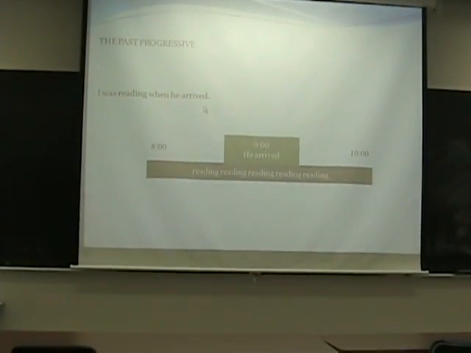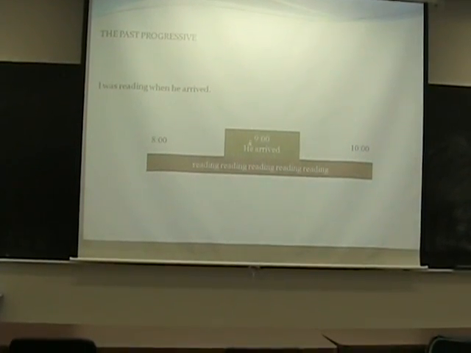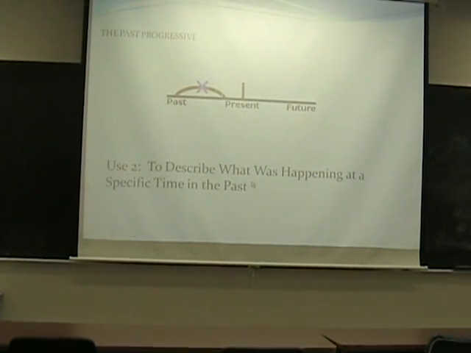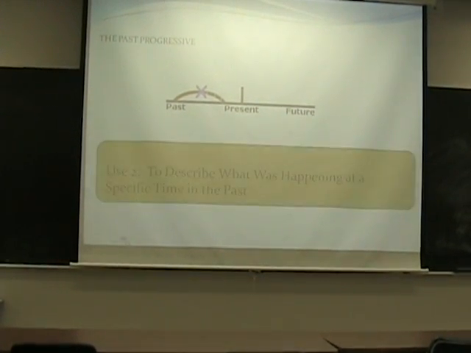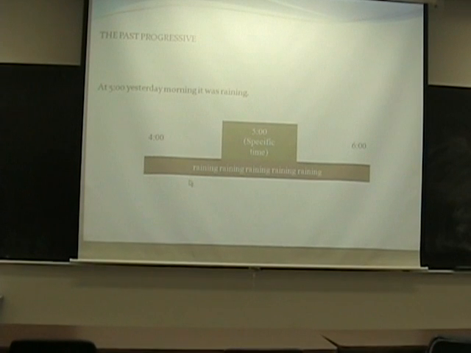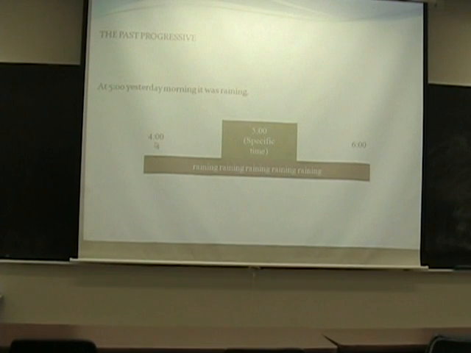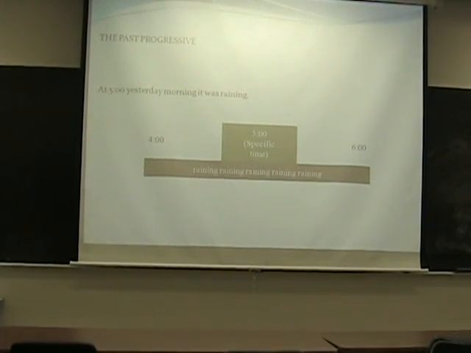Let's look at some more examples. I was reading when he arrived. So the reading is going on. Reading, reading, reading, reading. When all of a sudden he arrives. So it's interrupted with the arrival. Use number 2, to describe what was happening at a specific time in the past. For example, at 5 o'clock yesterday morning, it was raining. Here we can say, for example, it starts at 4 o'clock, it's raining, raining, raining. Here comes 5 o'clock, the specific time, it was still raining.